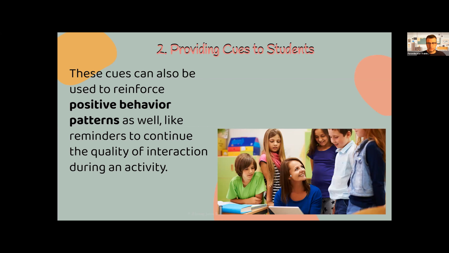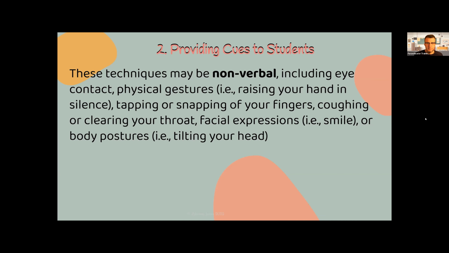All right, so she has a very validating look on her face, although she might be reality checking. It's positive, it's possible and positive. These techniques, as I said before, may be nonverbal, including eye contact, physical gestures like raising your hand in silence, tapping or snapping of your fingers, coughing or clearing your throat, facial expressions like a smile, or body postures like tilting your head. This is a good one.